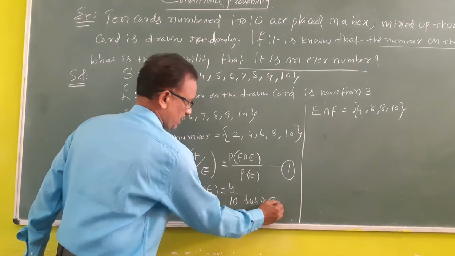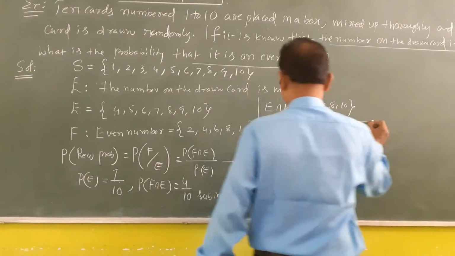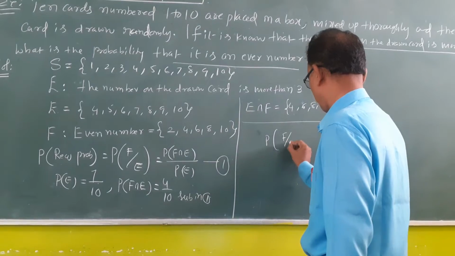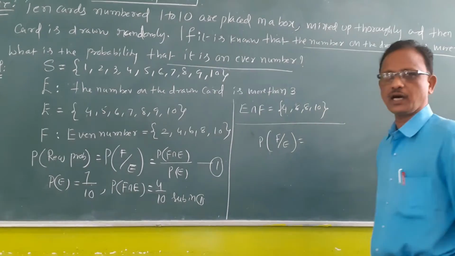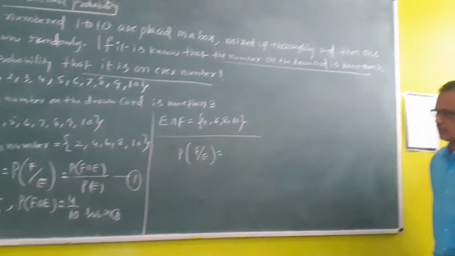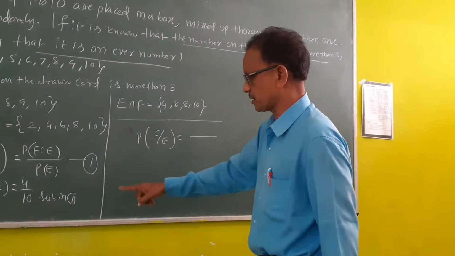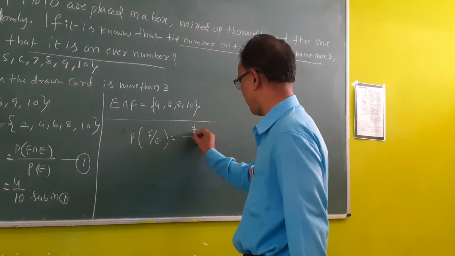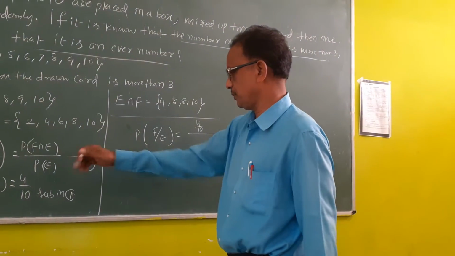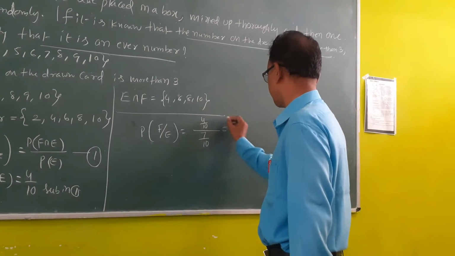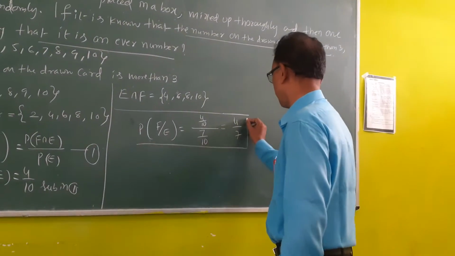Substitute in 1. So the probability of F given E, that is, E has already happened. As per this, the intersection probability is 4 by 10 and the probability of E is 7 by 10. That is 4 by 7. So this is the required probability.